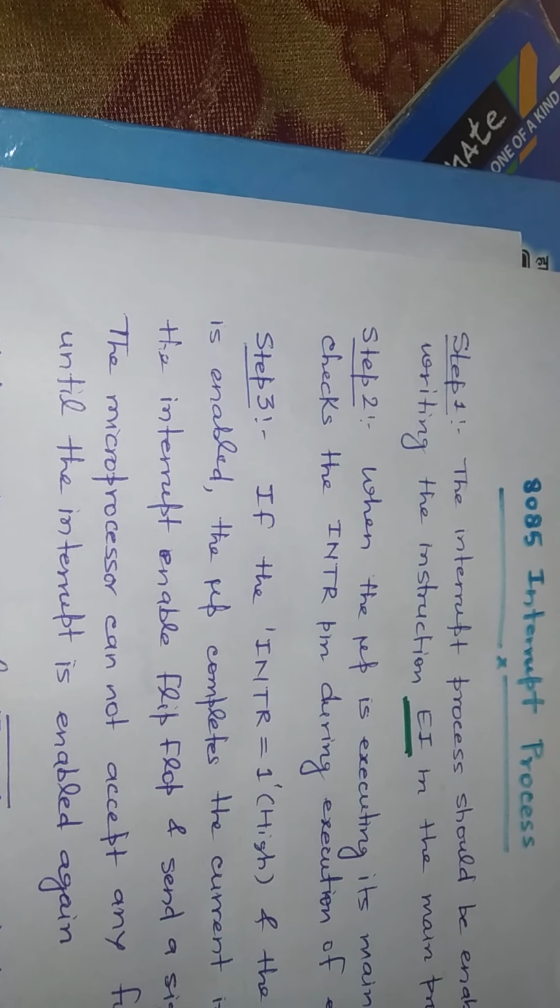Okay. After completion of ISR, return instruction is there which retrieves the address of the next instruction in the main program, and the program control is shifted to the main program. So these are the steps which will be followed to process any interrupt in case of 8085 microprocessor. Okay. So we have to understand these steps so that we can understand the working of interrupt process in 8085.